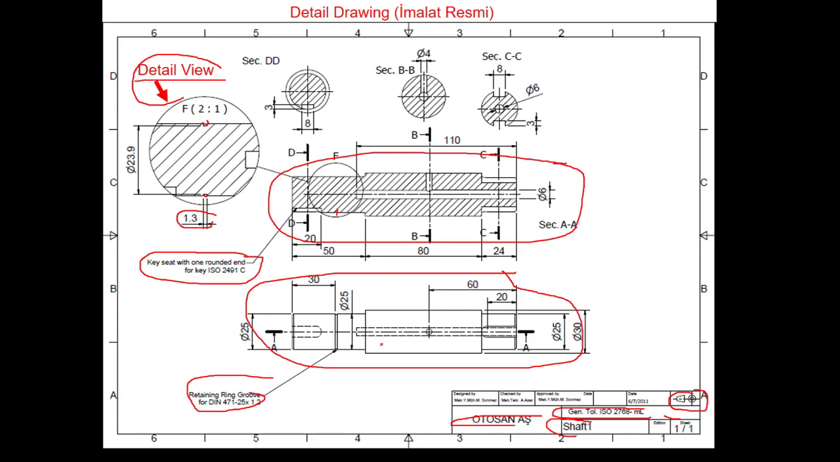But the sheet on which we have all of such things is called a detailed drawing. This is not a drawing. This is called a detail view.